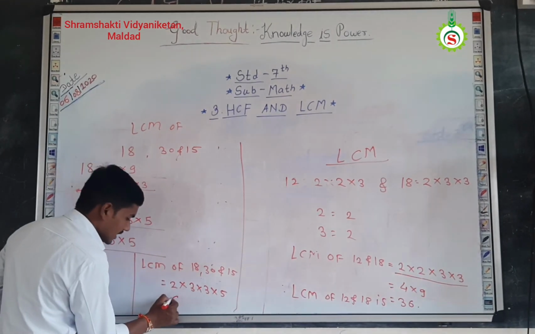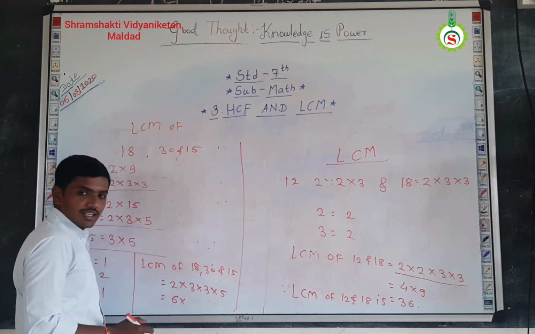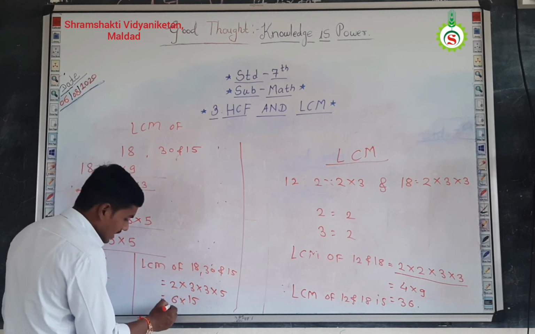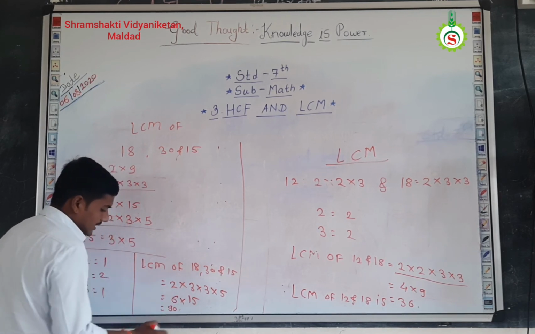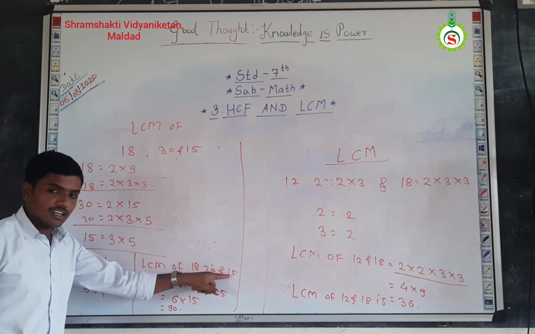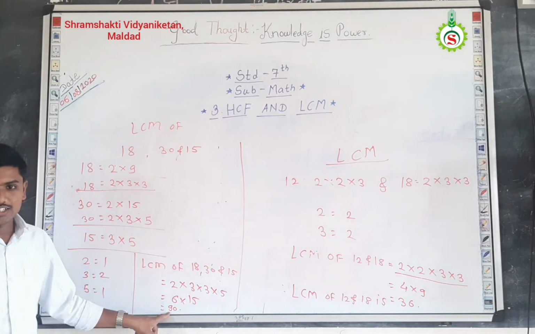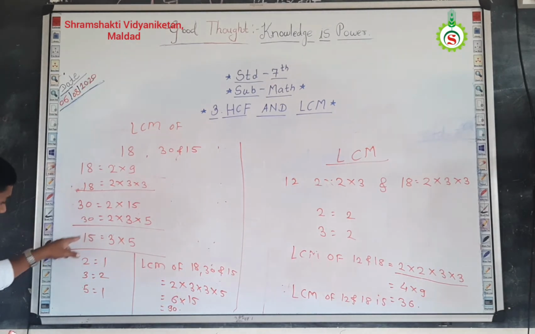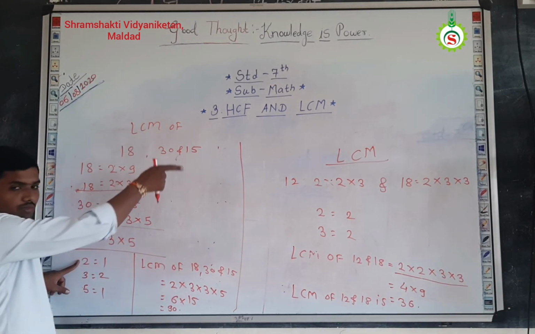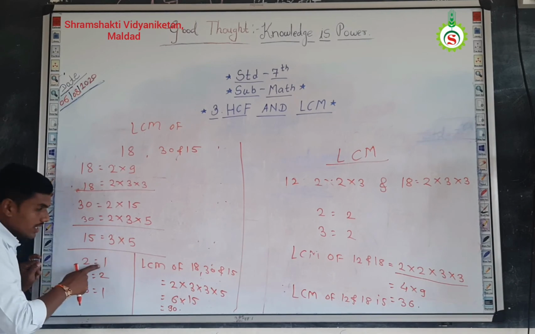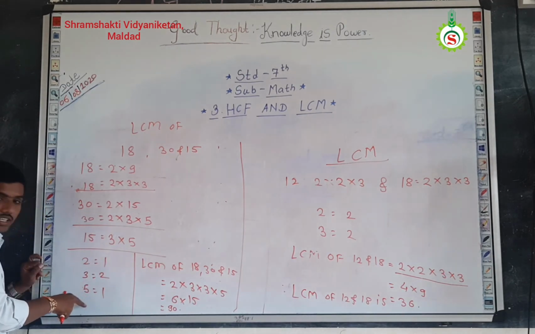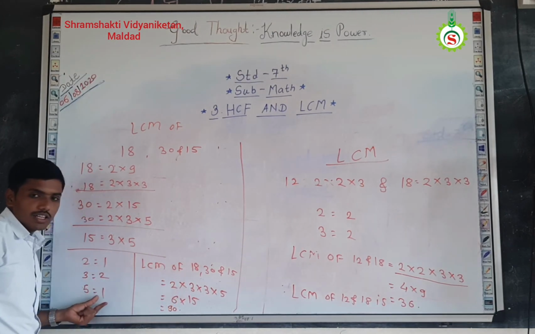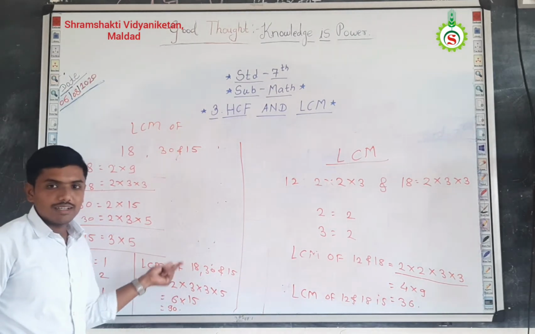So 2 3s are 6, into 3 5s are 15. Therefore 6 15s are 90. So the LCM of 18, 30 and 15 is 90. Do all of you understand how I found the LCM? First I took the factors. Then for finding the least common multiple, I took the maximum occurrence of all the factors of all the numbers, and simply took the product. So I will get the LCM of the numbers.